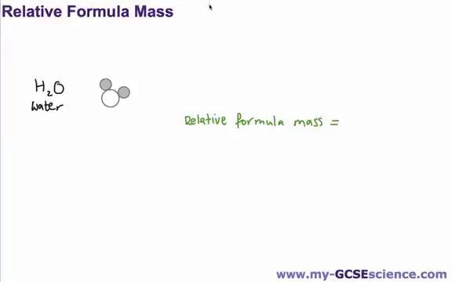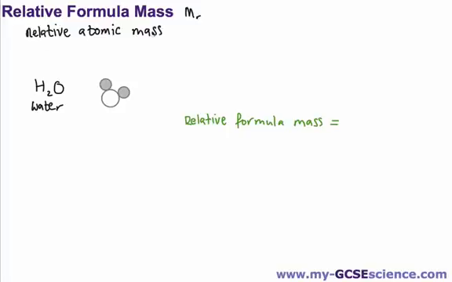Hello and welcome. In this video we are looking at relative formula mass and how to calculate the relative formula mass for different substances. First thing to remember is relative formula mass can be abbreviated as Mr, and to work it out it's a very simple case of adding up what we call the relative atomic masses, or all the relative atomic masses for the different elements that are present in the compound, or the different atoms that are in the compound.